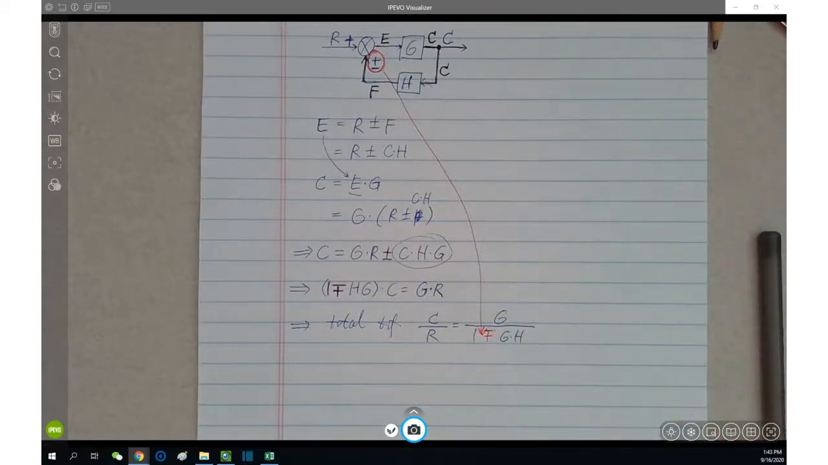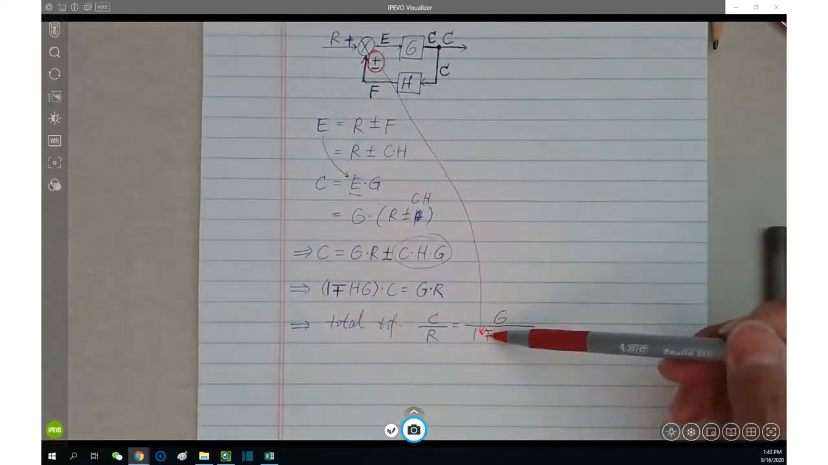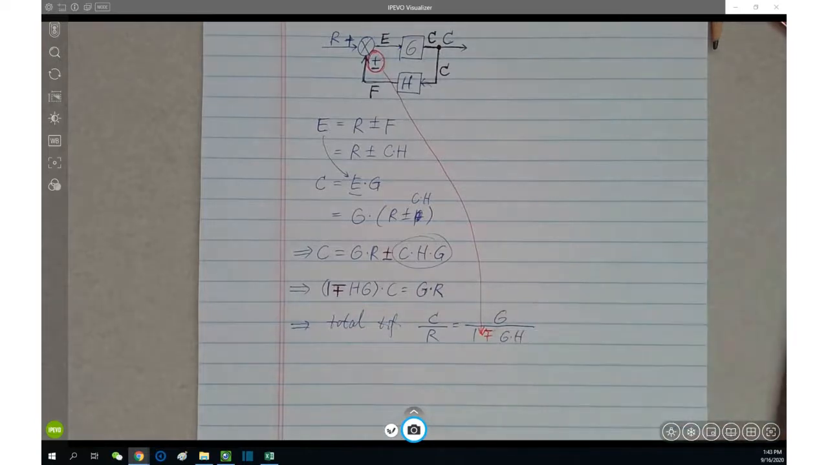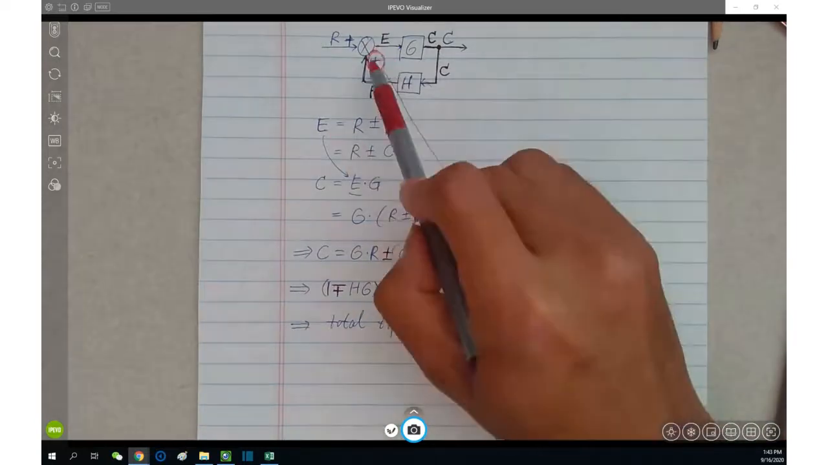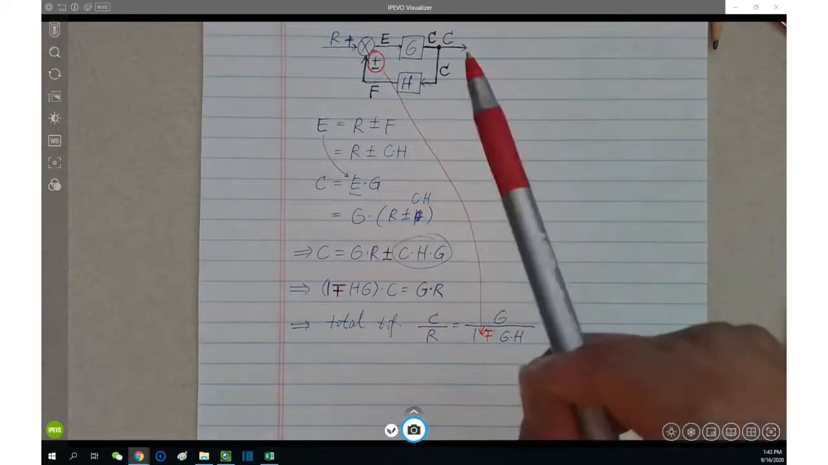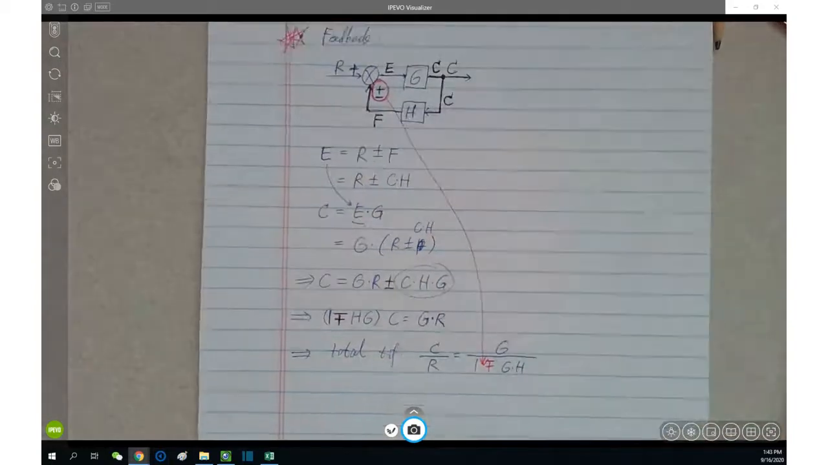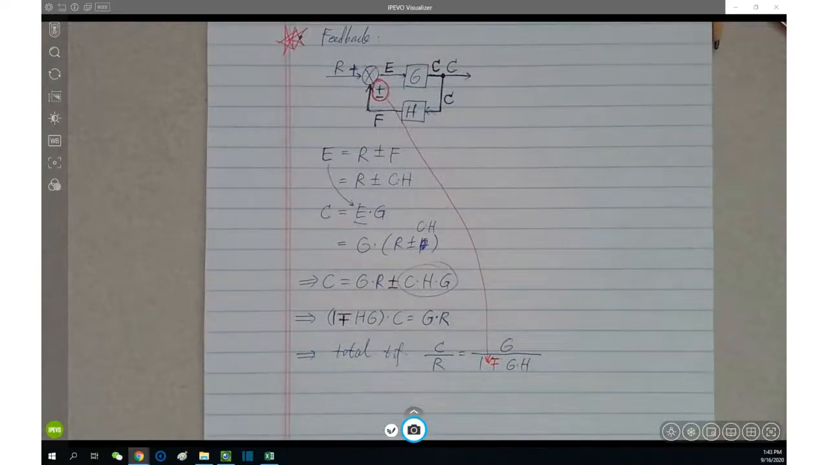In other words, if positive feedback here, your denominator formula is 1 minus GH, right? If negative feedback here, then you have 1 plus G times H in the denominator. Right? Any questions? This feedback is the most important one. Okay, this is the most important one, and not only used for this module, but also through the entire course.